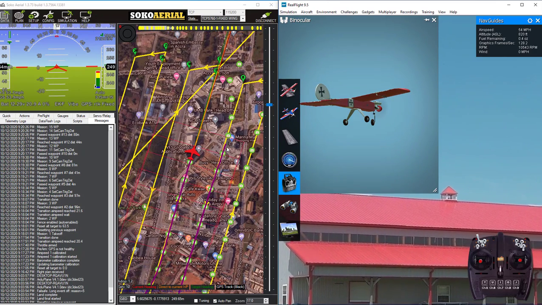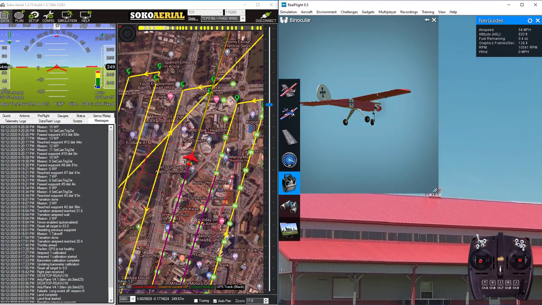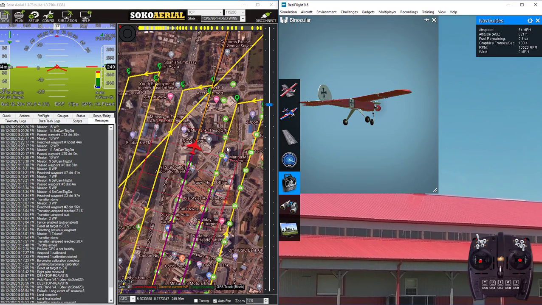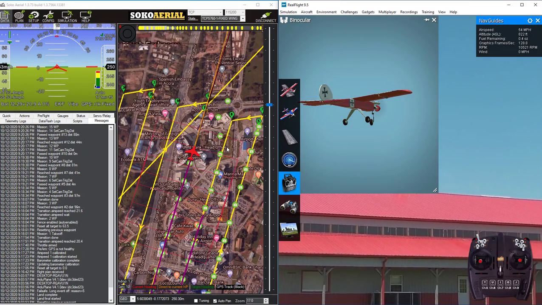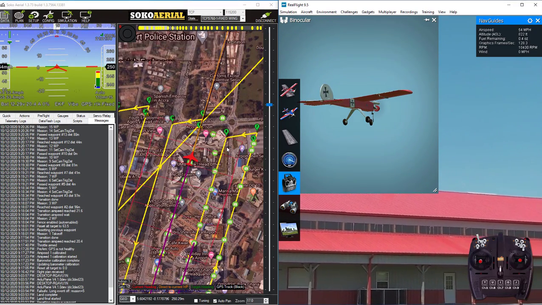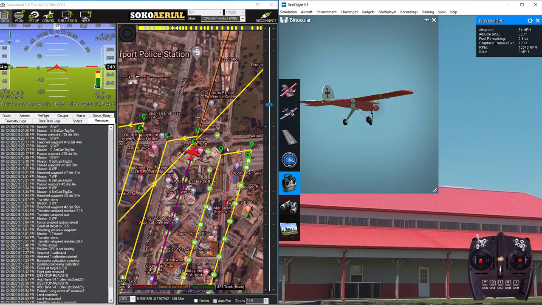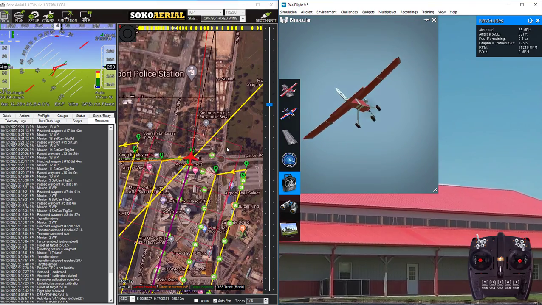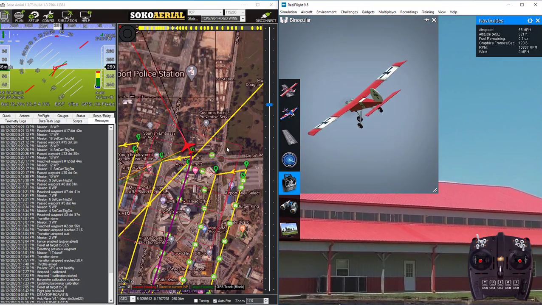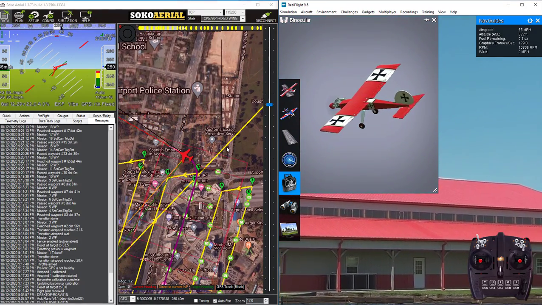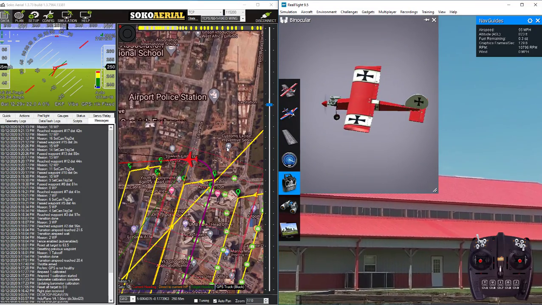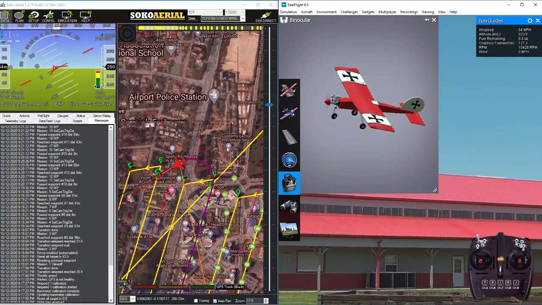So in your screens, we are just tracking the plane. And as I said, on the field, you don't need to keep your eyes off the aircraft. You always have to keep your eyes on the aircraft, which is both physically, visually observing it in the air and also monitoring it on the ground in terms of its telemetry behavior on the ground control station.